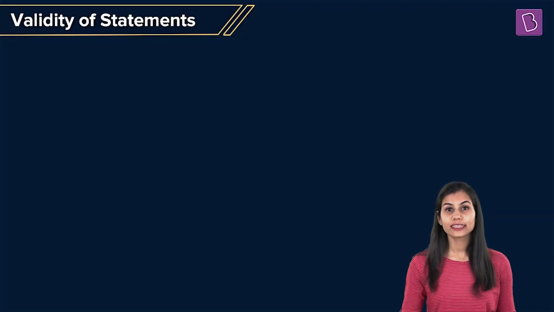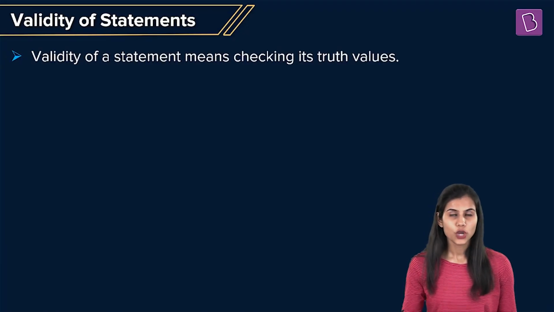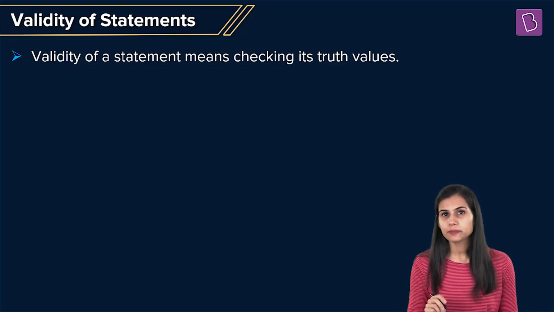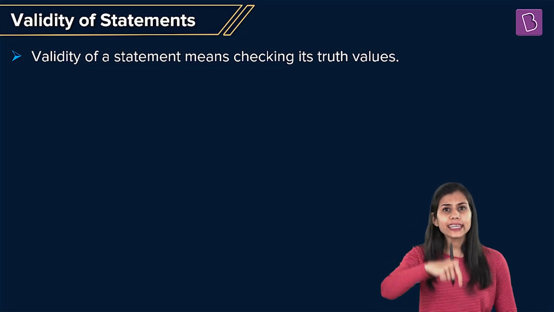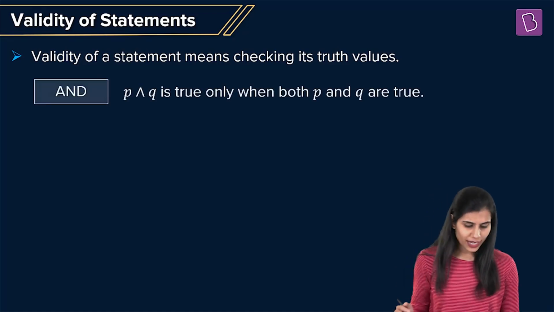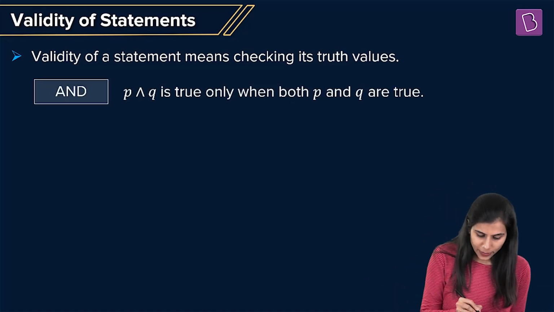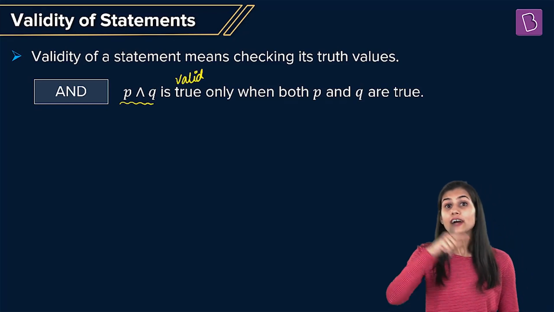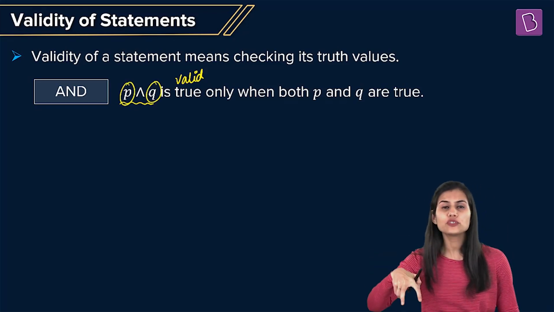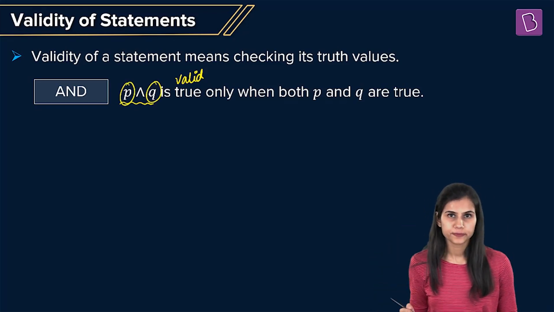Firstly, let's begin with conjunction statements, which are statements involving the and connective. Conjunction statement is true only when each of its component statements is true. Right? That is why, in order to conclude that a conjunction statement is valid, you will have to prove that each of its component statements is individually valid or true.